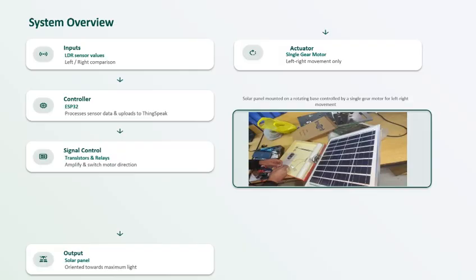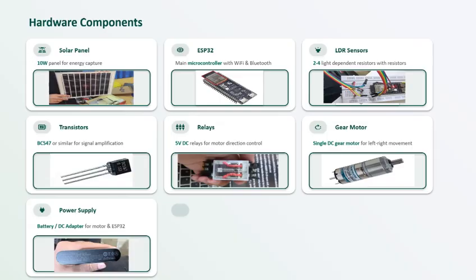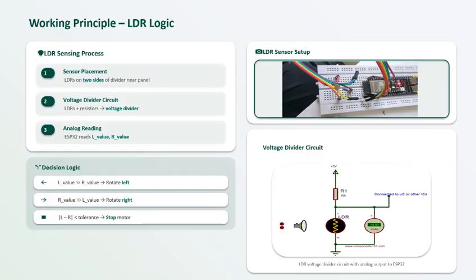Now, if we talk about the hardware components used in our project, these are the following: a 10-watt solar panel, an ESP32 development board, 2 or 4 LDRs as per use, a motor driver, a DC gear motor, and a battery that provides the power to the system. Along with these, we have used a breadboard, some jumper wires, and a simple mechanical frame to mount the panel.